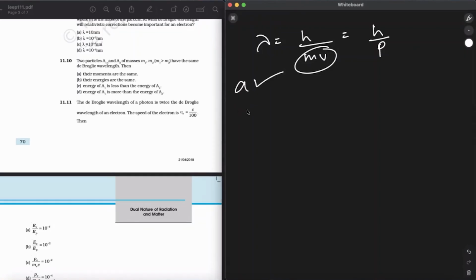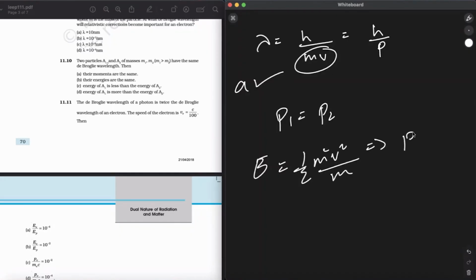Now moving onwards, we have to check for energy. To check for energy, what can we do? We know that momenta are equal, so P1 is equal to P2. And energy I can write as half mv square, so P square by 2m. So energy will be inversely proportional to the mass.